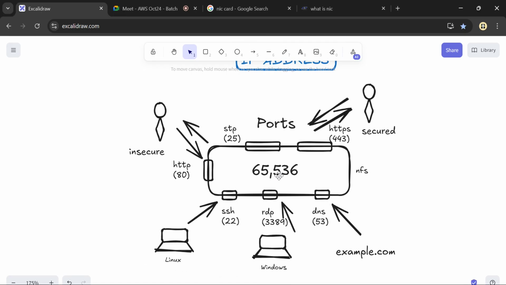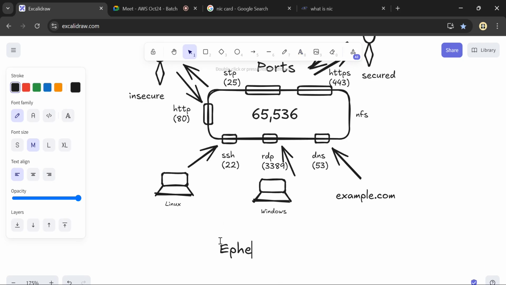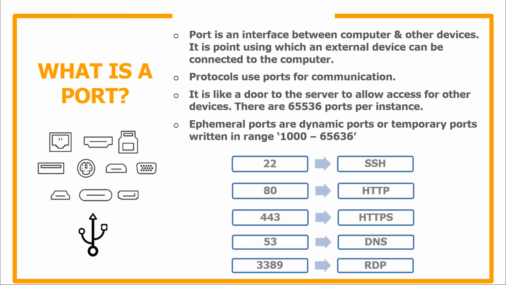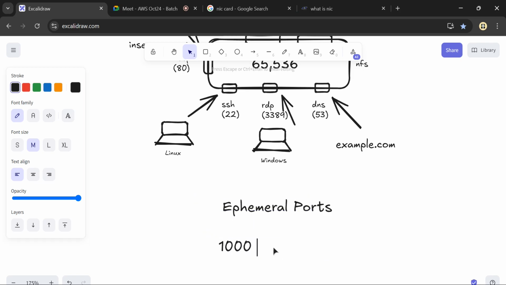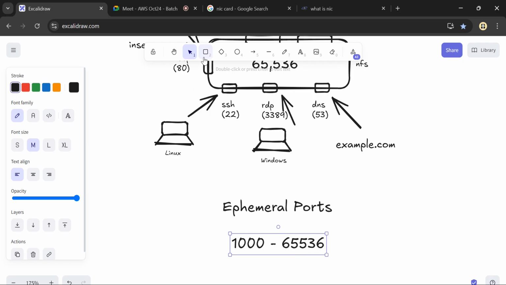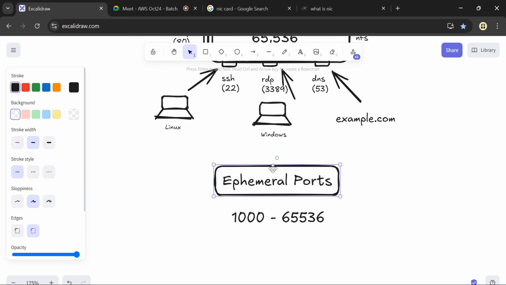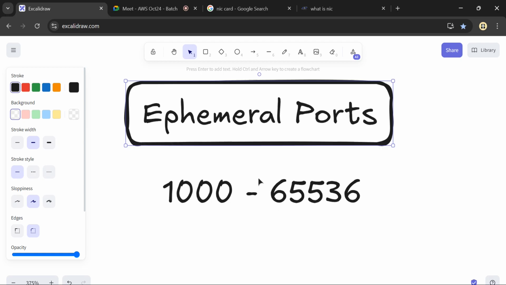Now in these ports there are some special ports that are called ephemeral ports. And the range of ephemeral ports is 1000 to 65,536. So ephemeral ports, these are the ports that are from the range 1000 to 65,536. Now, what is the purpose of ephemeral ports?